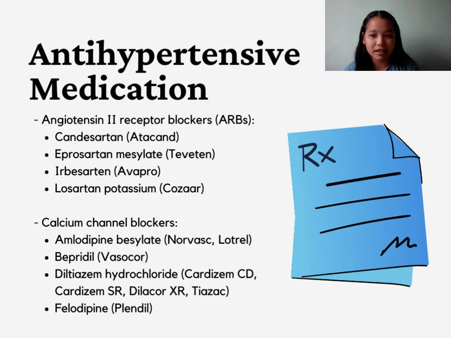Also, we have the calcium channel blockers. These drugs prevent calcium from entering the smooth muscle cells of the heart and arteries. Why? Because if calcium enters these cells, it causes a stronger and harder contraction of the heart. But if we decrease the calcium, the heart's contraction is not as forceful. Thus, these drugs can also lower blood pressure. Common calcium channel blockers include amlodipine mesylate, bepridil, diltiazem hydrochloride, and felodipine.